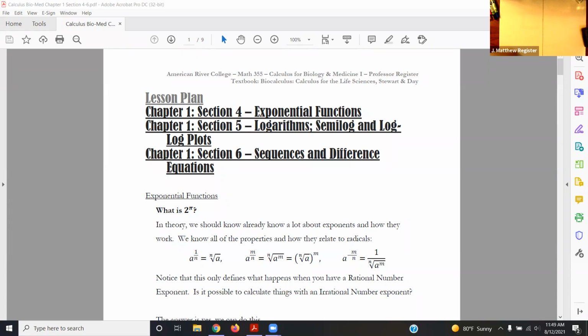Hi there, folks. Today we're going to be covering sections 1.4, 1.5, and 1.6.